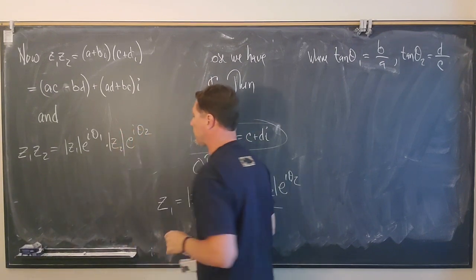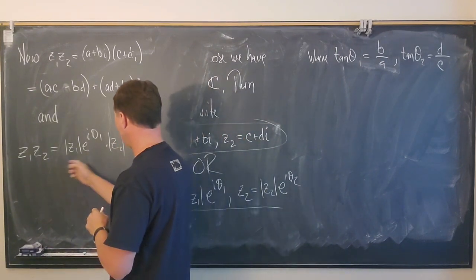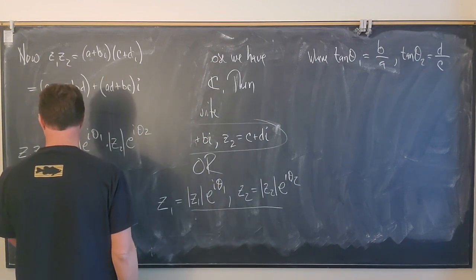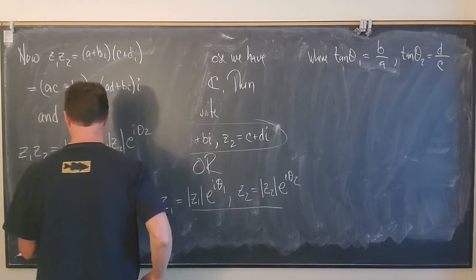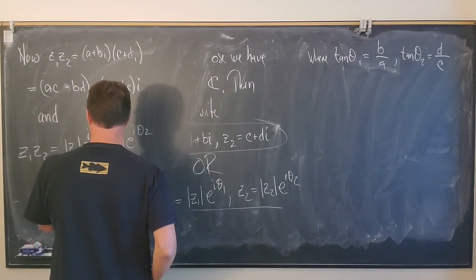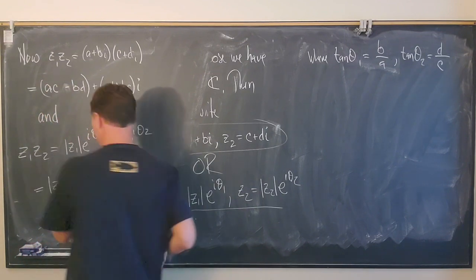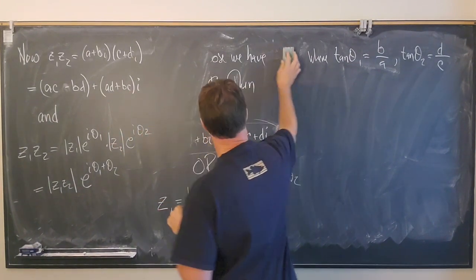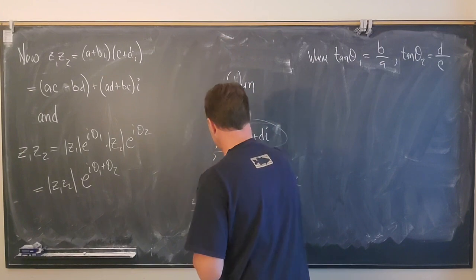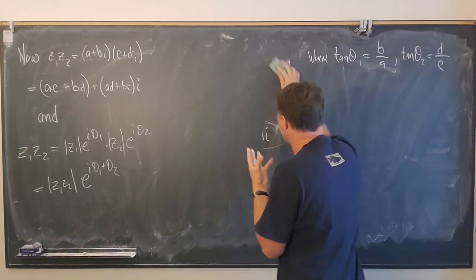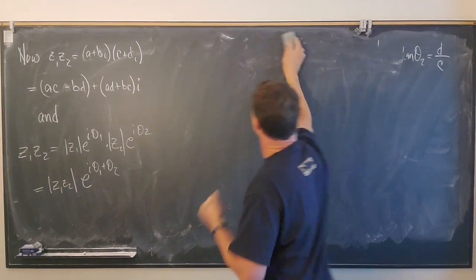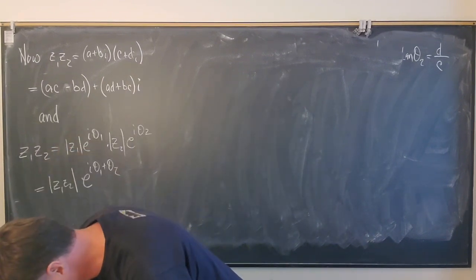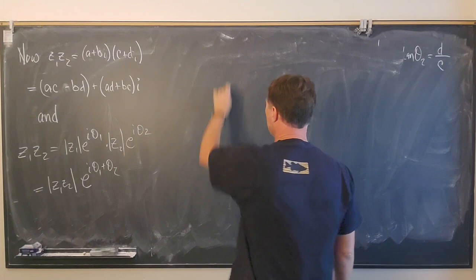And then we just have to remember how to multiply exponential functions. And so what we get is the modulus of z1 times z2 times e to the i(theta 1 plus theta 2). And the picture of what this looks like gives us a clear picture of what it means to multiply complex numbers, right? So let me draw the picture here in the complex plane.